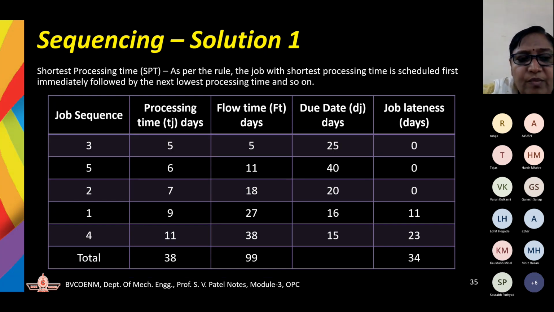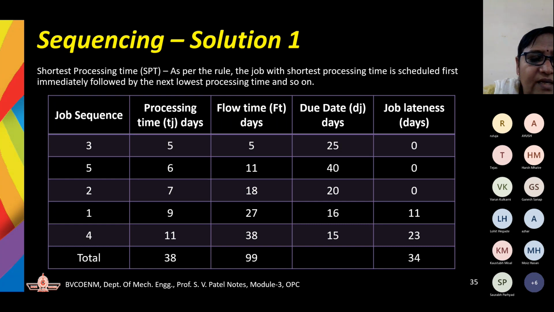So the next job is job number 5. It requires 6 processing days and it has a due date of 40. The flow time so far is 5 days, and here the processing days are 6. So 5 plus 6 is going to be 11. So from today to the 11th day, we are going to complete job number 5, and its due date is 40. So lateness is going to be 0 over here.